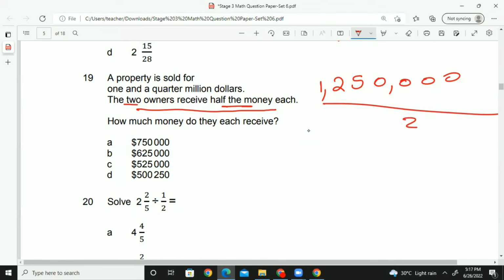That's what half signifies. 2 into itself 1 time. 2 into the 12, 6 times. 2 into the 5 goes 2 times and remainder 1. 2 into the 10, that's 5. 2 into 0, 0. 2 into 0, 0. 2 into 0, 0. So each person would have gotten 625,000. And we're looking for that. Here is our response right there.